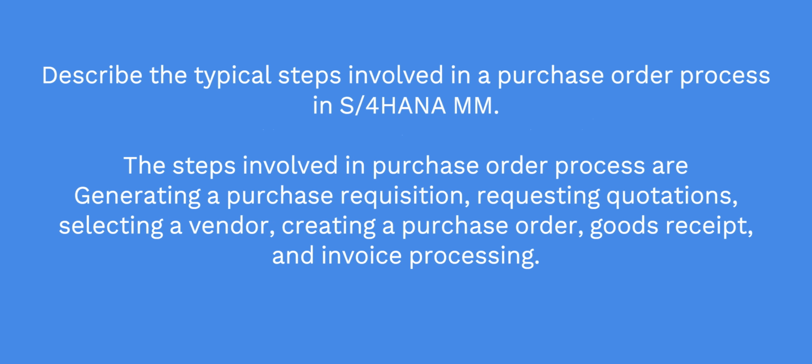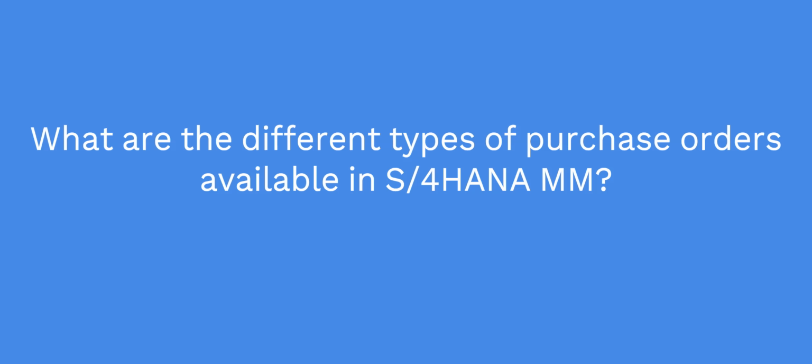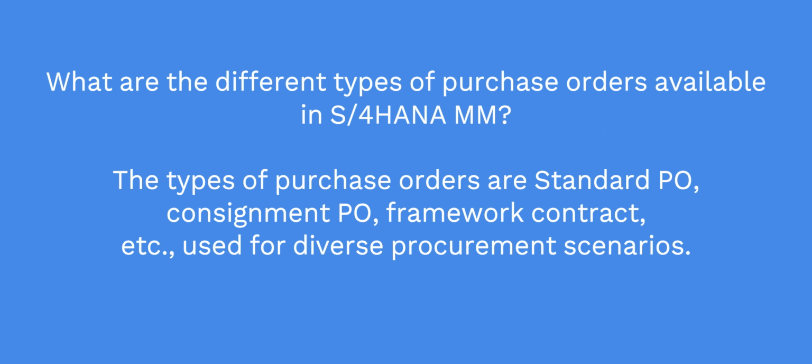Describe the typical steps involved in a purchase order process in S/4HANA MM. The steps involved in the purchase order process are generating a purchase requisition, requesting quotations, selecting a vendor, creating a purchase order, goods receipt, and invoice processing. What are the different types of purchase orders available in S/4HANA MM? The types of purchase orders are standard PO, consignment PO, framework contract, etc., used for diverse procurement scenarios.